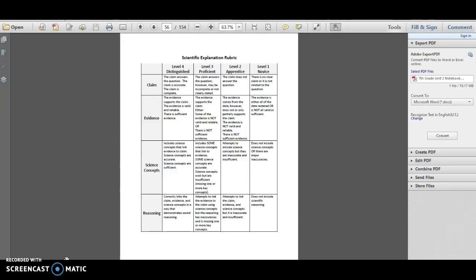write-up. All you would have to do on a test is basically, especially that reasoning piece, just putting it all together. My claim is this, my evidence is this, based on these scientific concepts and this reasoning. So if you ever did on a test, you could actually take an organizer like this and write it out in paragraph form, and you would have it.